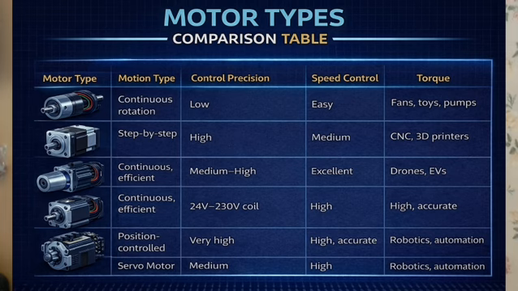Next comes the stepper motor. Its motion type is always step by step, as its name implies. A stepper motor is operated step by step. Control precision is high, speed control is medium, and torque level is high, with high holding torque required, which is widely used in CNC and 3D printers.